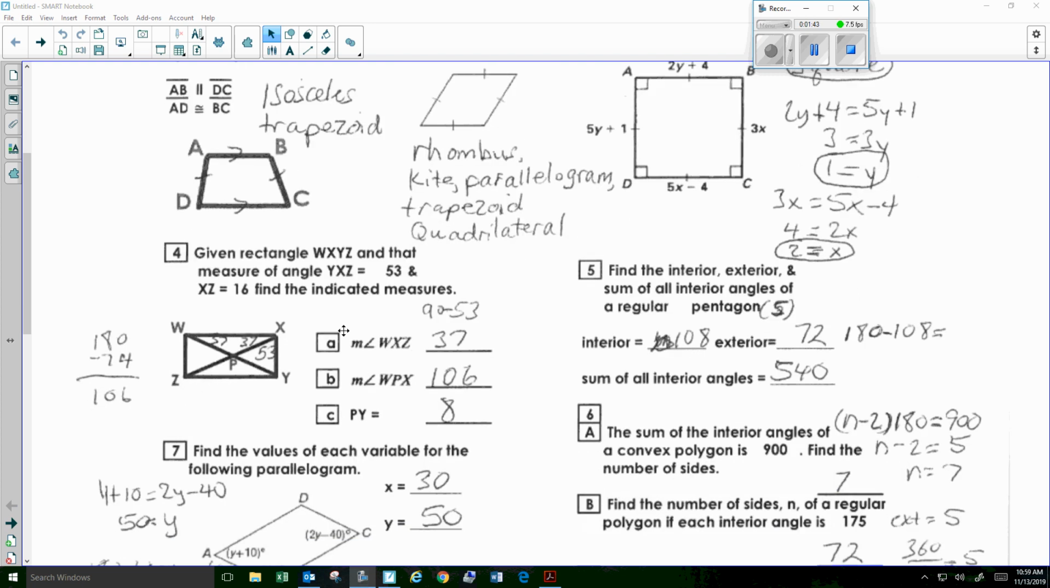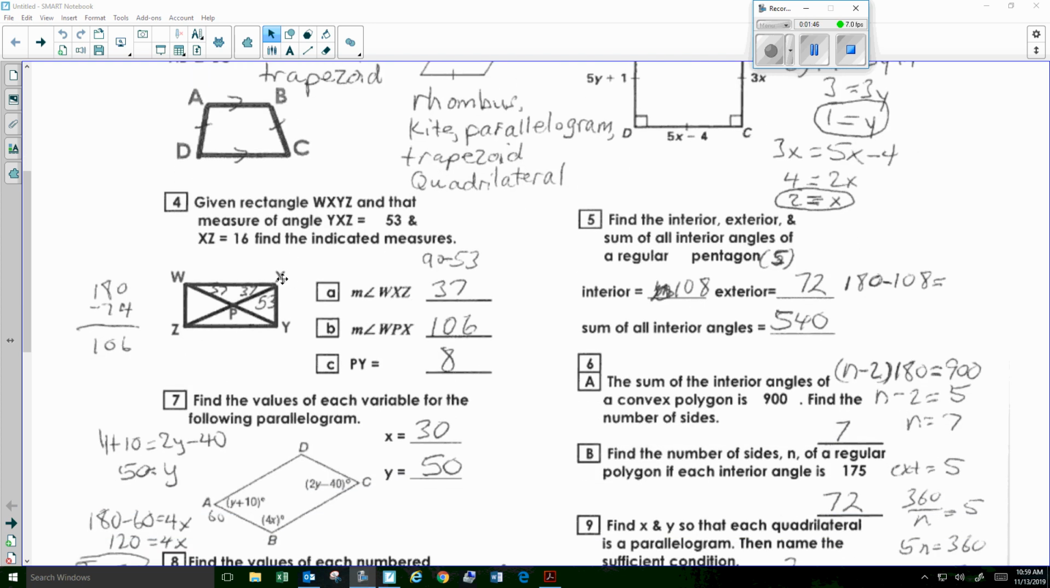Okay, number four. This is a rectangle. Remember the characteristic of a rectangle: the diagonals not only bisect each other, because that's for a parallelogram, but the diagonals are congruent. So if they're congruent and they bisect each other, then these two pieces are also congruent, which makes it an isosceles triangle right here. And since they gave me this is 53, we know this whole thing right here is a right angle by the definition of a rectangle. So 90 minus the 53 gives you 37. That's what I have right here for this angle. And since it's an isosceles triangle right here, that makes this base angle 37 as well.